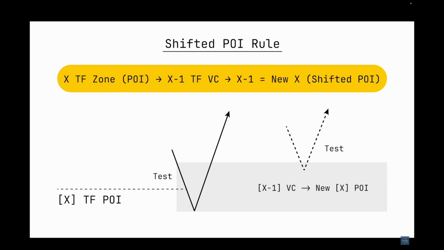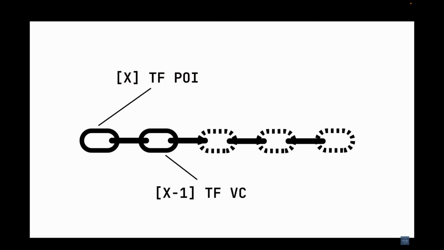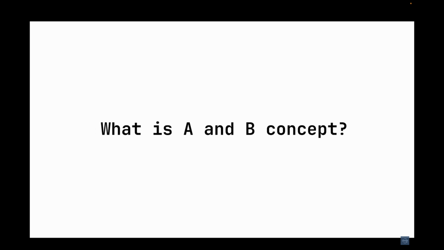The formula for this rule looks like this: X time frame zone, POI, X minus 1 time frame volume confirmation, result: X minus 1 time frame equals new X time frame, shifted POI. By performing this process of volume confirmation each time, we form a certain chain of actions. And finally, we need to mention the concept of A and B. Why is it called that, and what is the logic behind it?